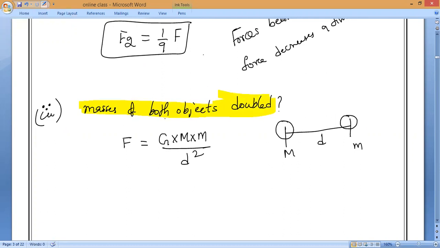In the first question, only the mass of one object was changed. Now both masses are doubled. What does that mean? M becomes 2m and the other m also becomes 2m.